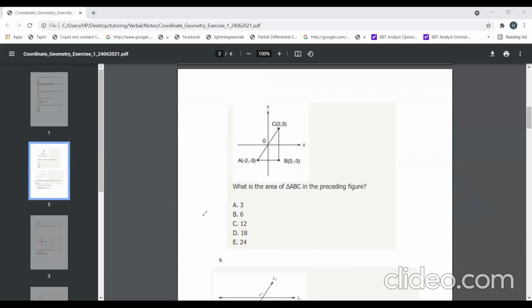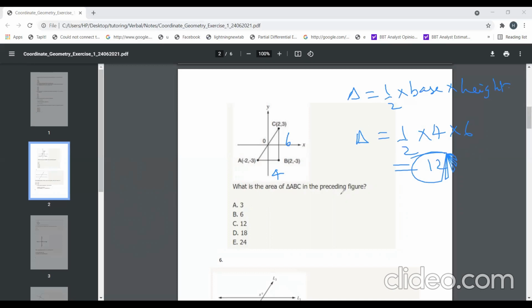What is the area of triangle ABC in the preceding figure? How do we calculate the area of a triangle? Half into base into height. What is the base here? Base is AB. Since y coordinates are the same, the length is 2 minus minus 2, which is 4. The height BC, since x coordinates are the same, is 3 minus minus 3, so 6. Area of the triangle would be half into 4 into 6, which is equal to 12. Clear?